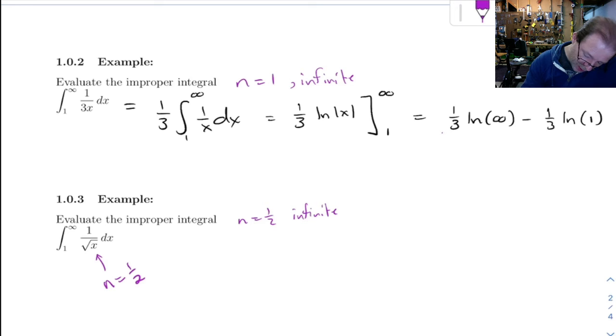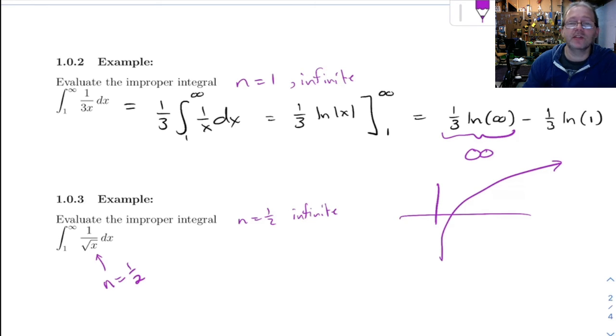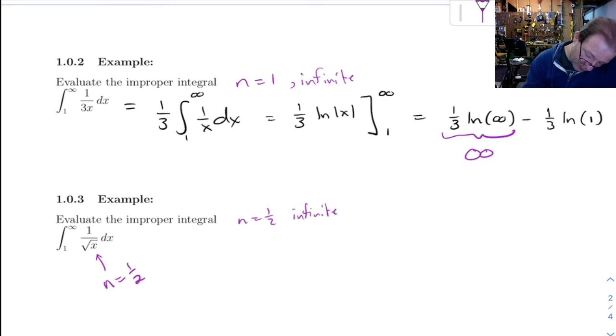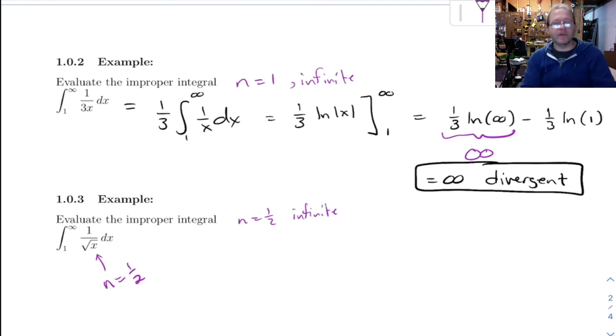But this right here goes to infinity. And again, by saying natural log of infinity, I'm asking what happens to the natural log function when the argument you put in grows large. Well, natural log looks like this. It grows slowly, but it does keep growing up, so it goes to infinity. So we've got infinity minus a third, which is infinity. And the word we have for this is divergent. The integral is divergent because it goes to infinity.